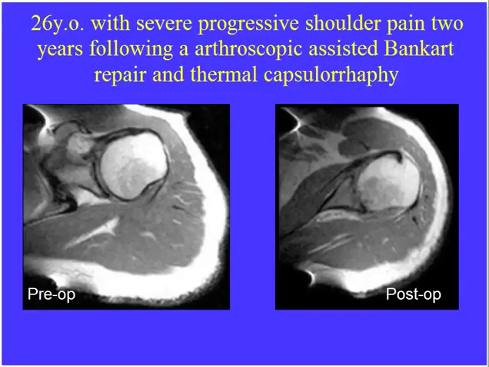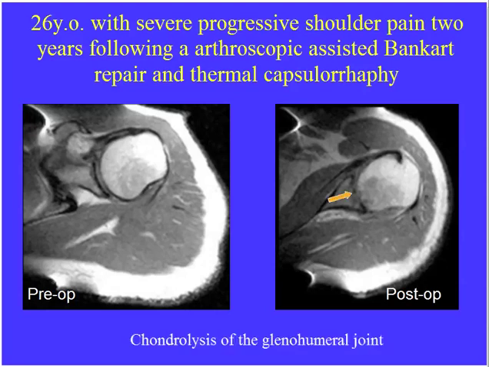Okay, this was a 26-year-old gentleman who came in with progressive shoulder pain for 2 years following arthroscopic assisted Bankart repair and thermal capsulorrhaphy. His pre-operative study demonstrates normal articular cartilage, normal subchondral marrow. He comes back in 2 years later with persistent pain and decreased range of motion. And at this time, we see complete loss of the articular cartilage, subchondral marrow signal changes. He's developed severe osteoarthritis, and this is a severe chondrolysis of the glenohumeral joint following thermal capsulorrhaphy.